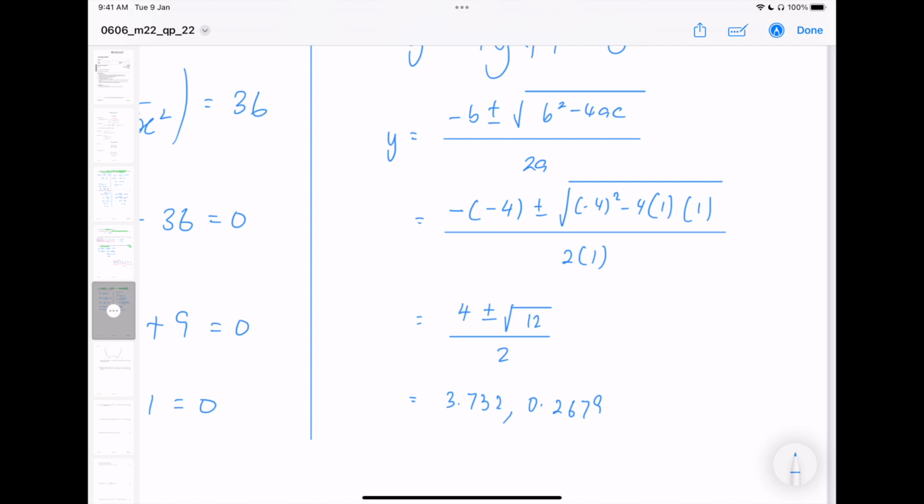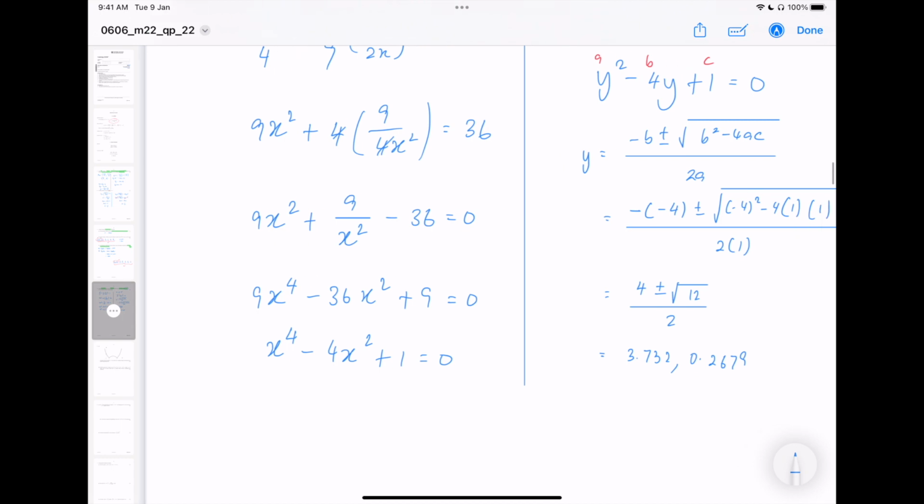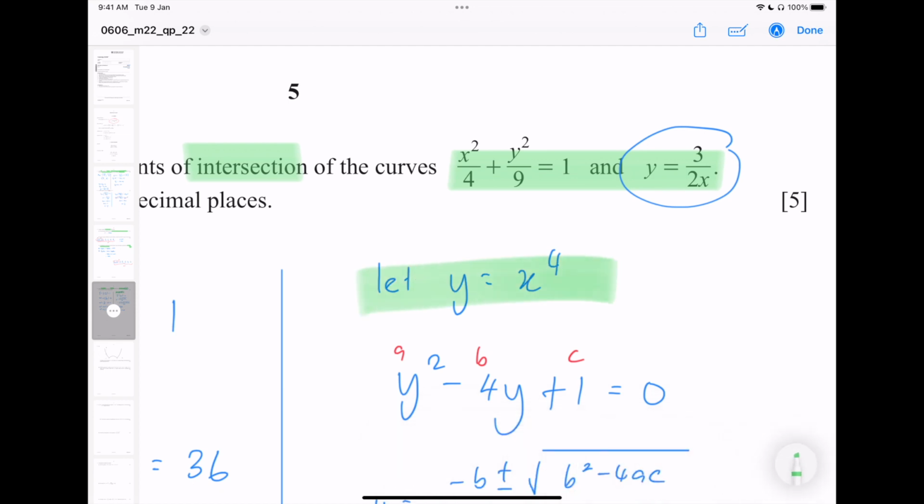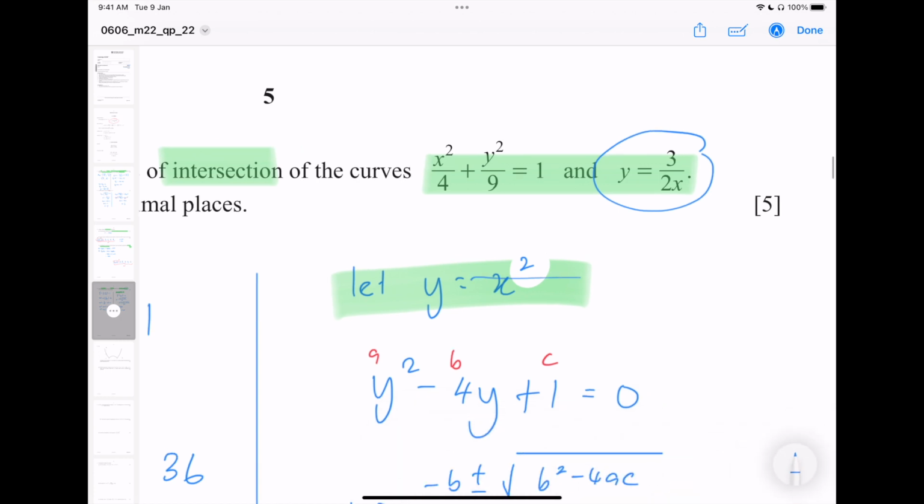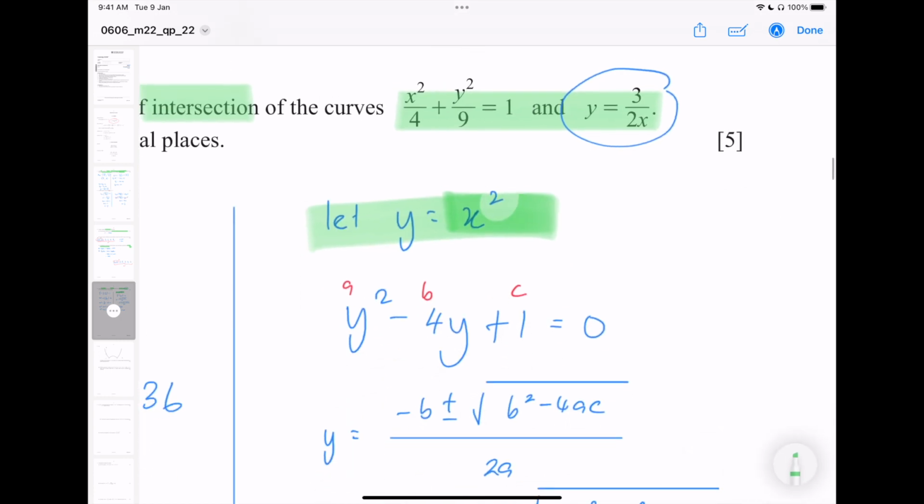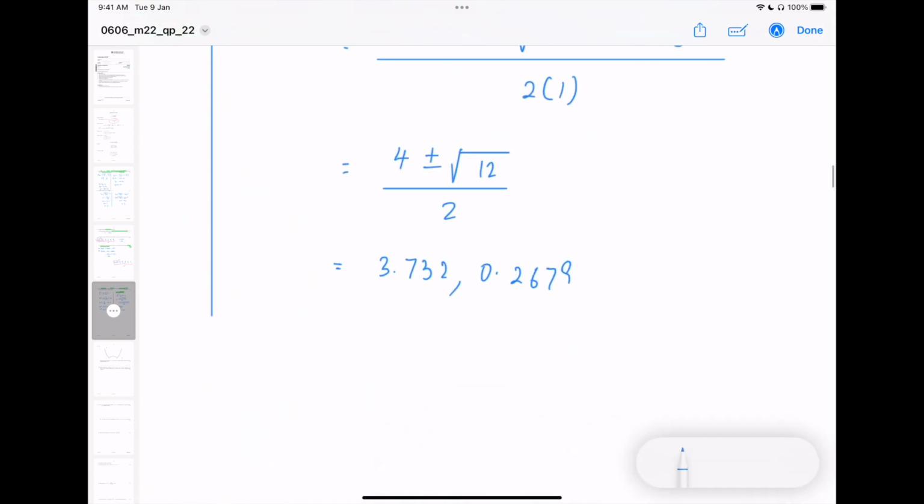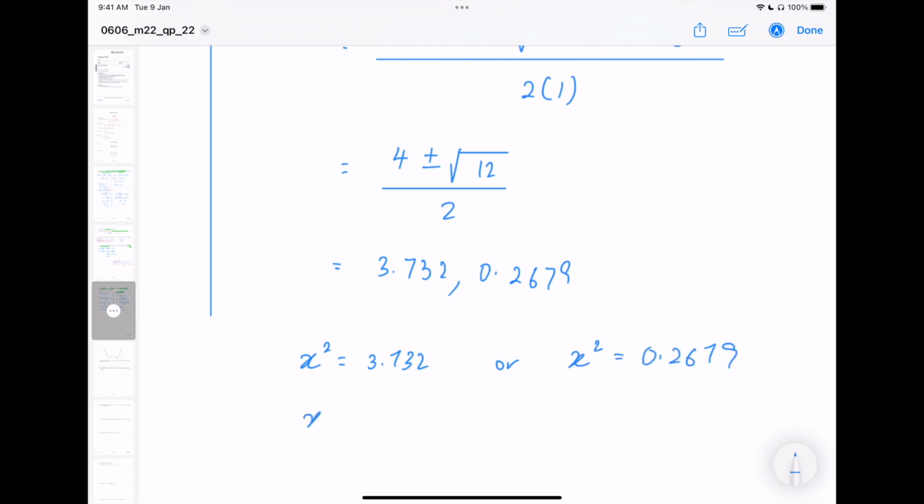Okay, but you're not done, because this is just y. We want x. How do we get x? Remember that y is x squared, so let's just put the x squared back in the equation. So x squared equals 3.732, or x squared equals 0.2679. All you gotta do now is just type it in your calculator.